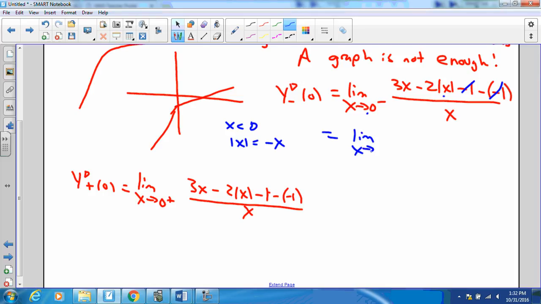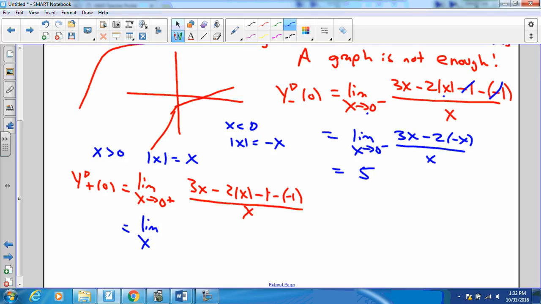And therefore, I can replace the absolute value of x with the opposite of x, which gives me 3x plus 2x all over x, which is 5. Meanwhile, for x greater than 0, the absolute value of x is simply itself. Also for x equals 0, but I don't care about that here. And so that gives me the limit as x goes to 0 from the right of 3x minus 2x all over x, which is 1.